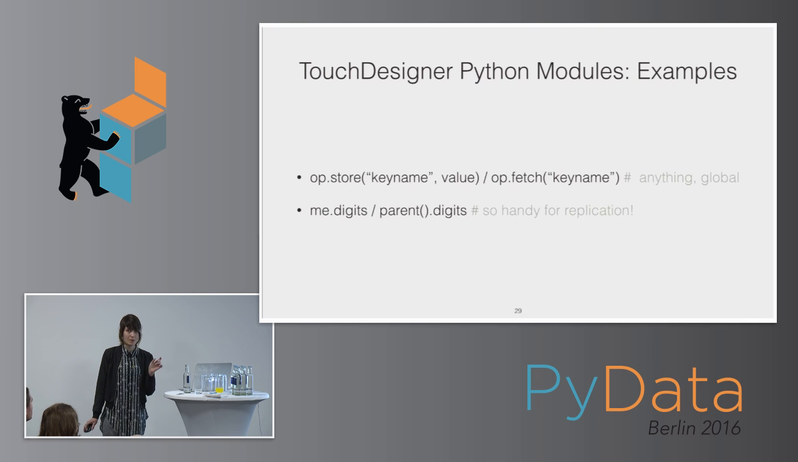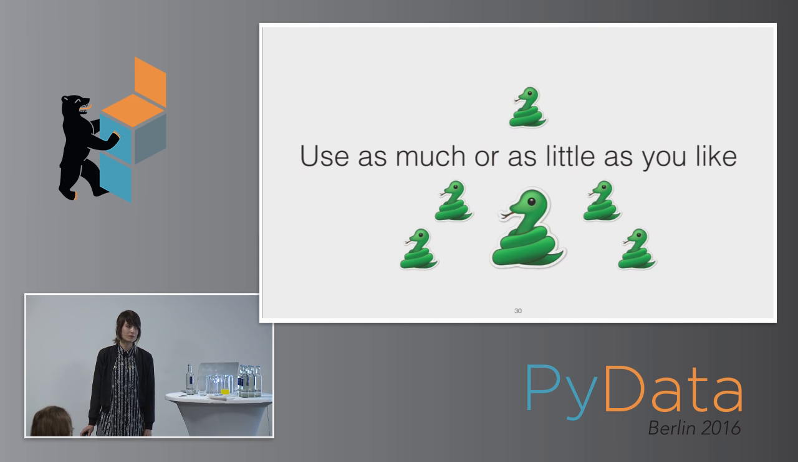You can also talk to operators by their name using me.digits or parent.digits. Parent.digit refers to that operator's place in the hierarchy, so operators above it and below it. So this is handy when you're using replication and you have an unknown amount of operators or a very large amount of operators with Python scripts attached to them, and you just want to know what the name is in order to perform a particular function on that operator. So say you have 100 noise channels and you want them to all be unique, you can make the seed of that noise equal to its me.digits.